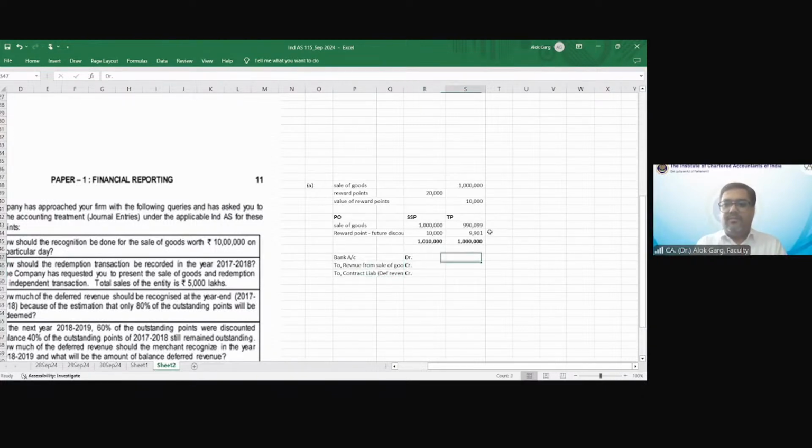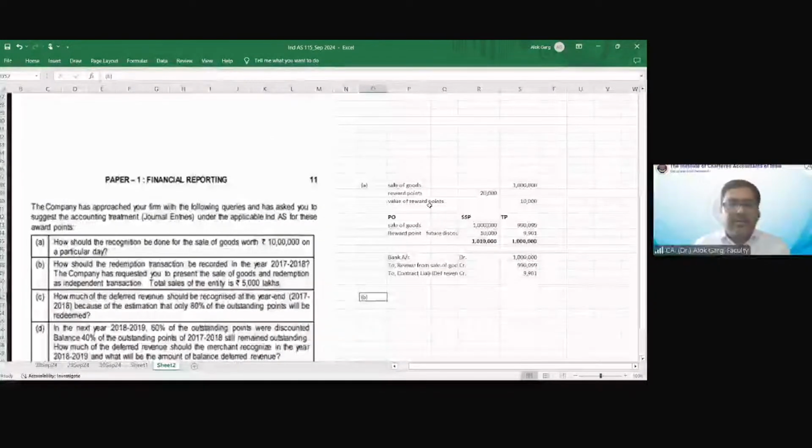Okay. So how much money has this entity received? 10 lakh rupees. Revenue which needs to be recognized: 9,90,099 rupees. How should the redemption transaction be recorded in the year 17-18? The company has requested you to present the sale of goods and redemption as independent transactions. It means the question says that you have to pass the accounting entry of sale of goods separately and redemption separately.